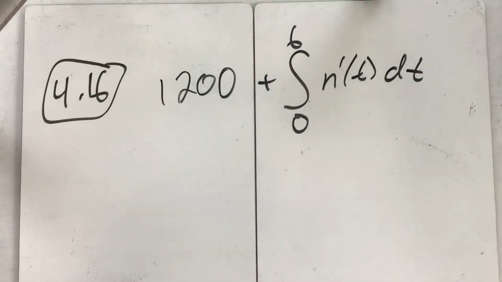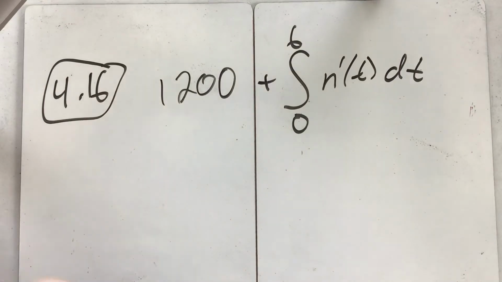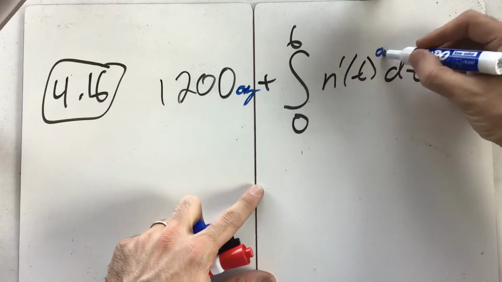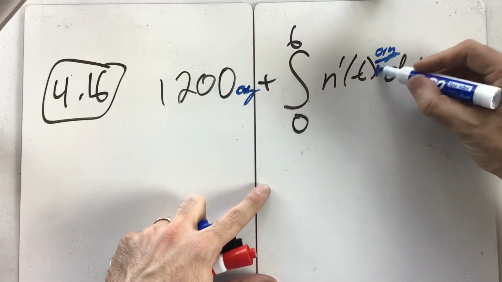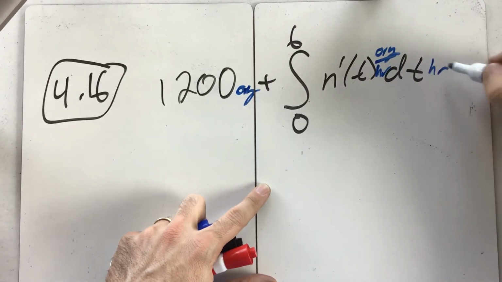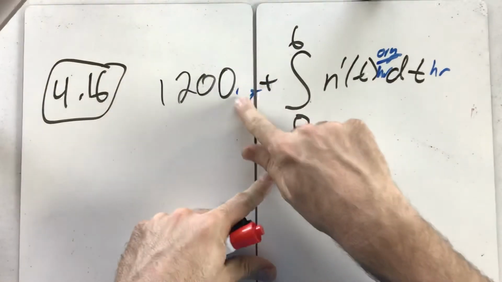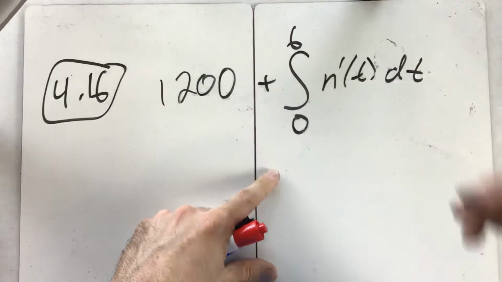What is this going to tell us? Well, first let's think about what the units are on this. The units here are organisms, and the units here are organisms per hour. But dt is in hours, so what you'll notice is that my final answer is going to be in organisms. So this calculation is telling me the number of organisms present.